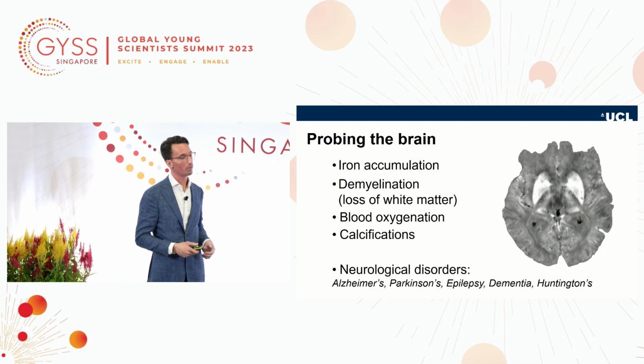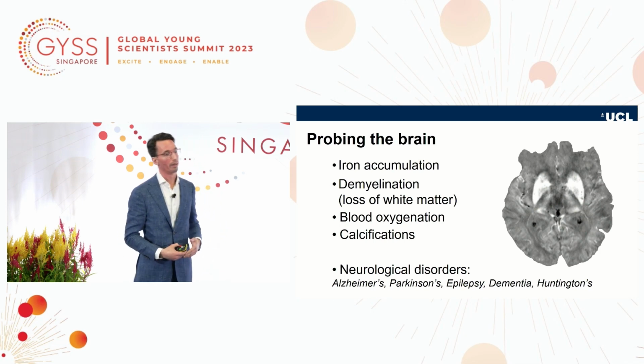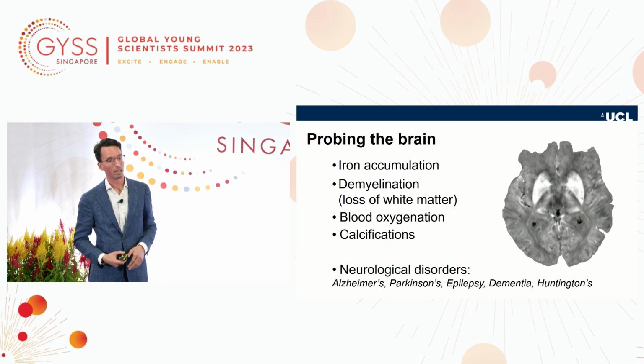And lastly, calcifications in the brain occur often with age, and they also have a very distinct influence on the susceptibility. It's not just neurodegenerative diseases that we're interested in, it can also be epilepsy or other neurological disorders that can be of interest because they change the structure of the brain.